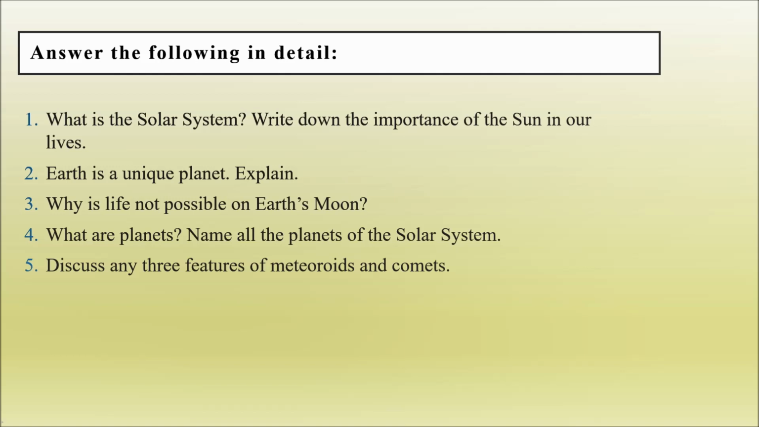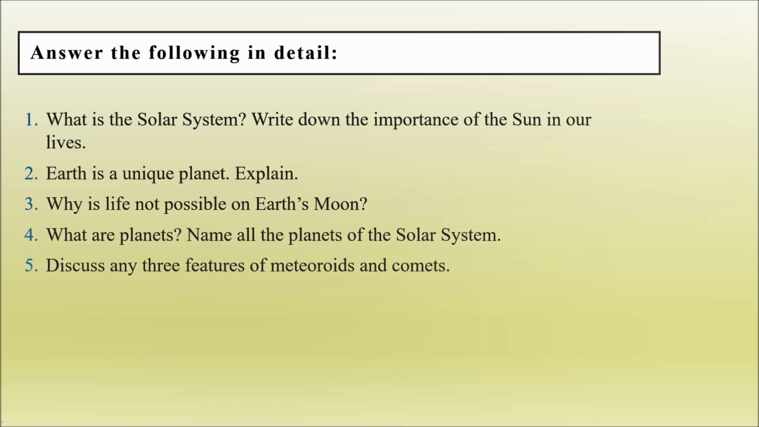Fourth one, what are planets? Name all the planets of the solar system. Answer, planets are celestial bodies which are solid in nature and revolve around a star. They move in a fixed path called the orbit, which is elongated. They don't have their own heat and light, but they reflect the light of the sun. They are of different sizes. Names of these planets of solar system are Mercury, Venus, Earth, Mars, Jupiter, Saturn, Uranus and Neptune.